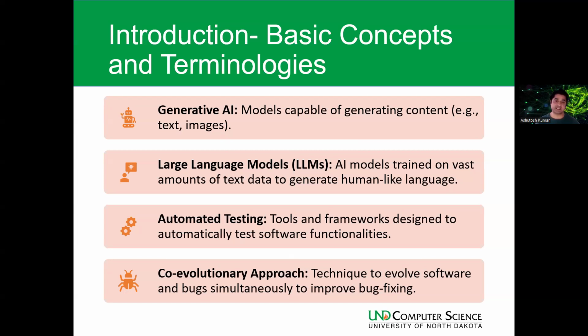Automated testing is the use of tools to automatically test software functionality. And the co-evolutionary approach is a method where both bugs and systems are evolved simultaneously, improving the bug fixing process over time as the system evolves as well.